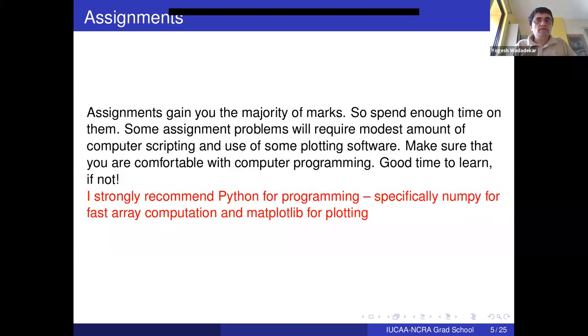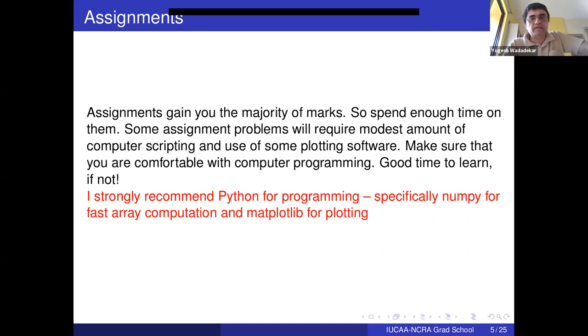Okay. So assignments gain you the majority of marks. So please spend enough time on them. Some assignment problems will require some small amount of computer scripting, writing code, and also some use of plotting software to make plots. Please make sure you are comfortable with some basic computer programming. This is a good time to learn if you have not learned computer programming so far, because later on in your PhD, you will certainly need some kind of computer programming, whatever you do.